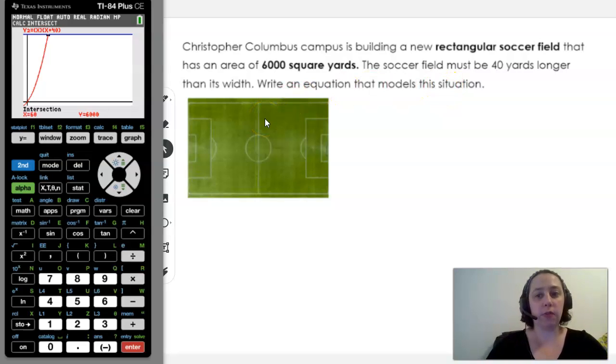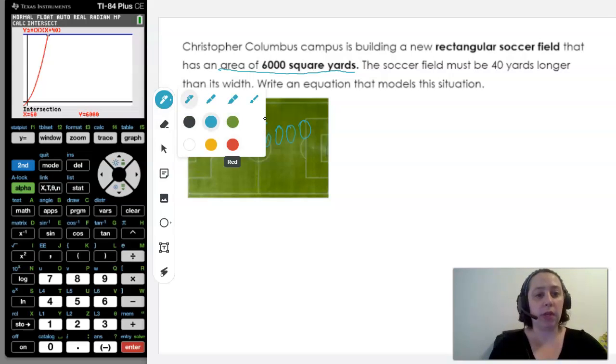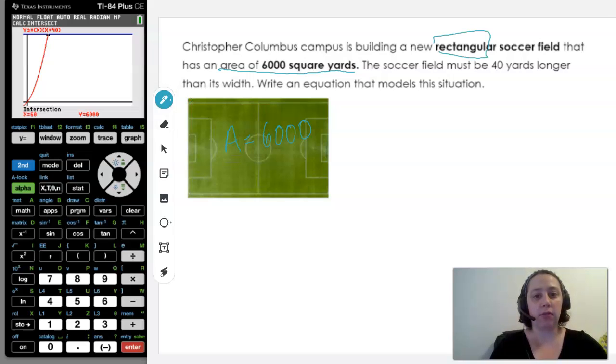So we know a few things. We know the area is 6,000 square yards, so I'm going to put that in. We know that we have a rectangle, so the formula for area of a rectangle is length times width.